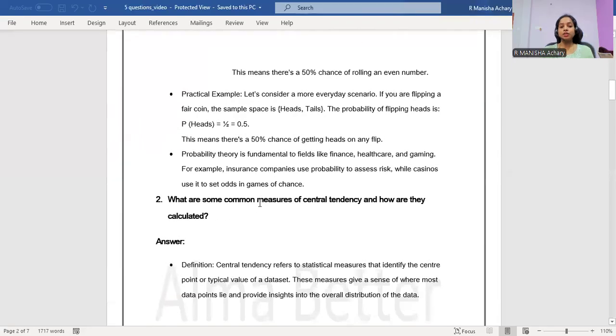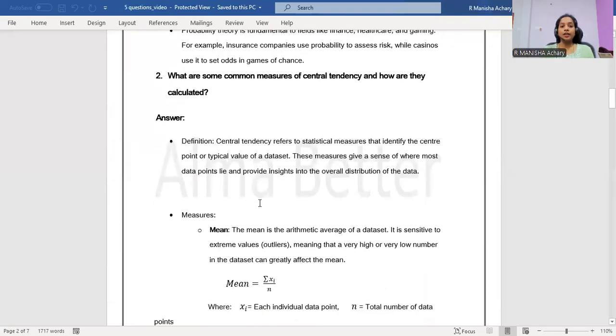This probability theory is used in fields like finance, healthcare, gaming, etc. For example, insurance companies use probability to assess risk, while casinos use it to set odds in games of chance.